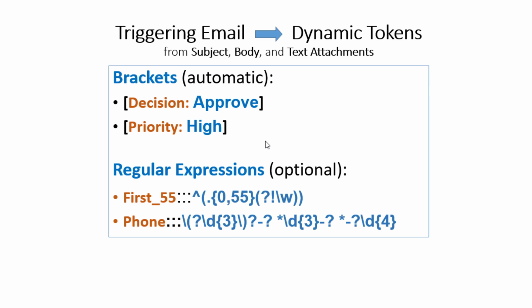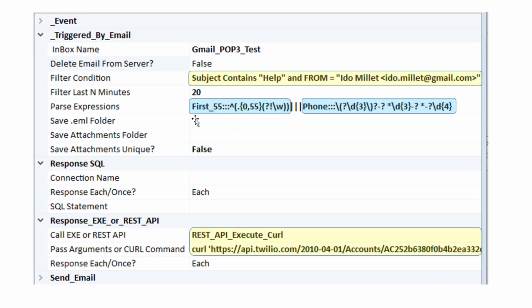subject, the to, the date, it also creates dynamic tokens by searching the subject line, the body, and any text attachments for text that looks like these bracketed tokens with name of the token and value. It also allows you to use very powerful regular expressions. For example, this first 55 directive would grab the first 55 characters as complete words out of the combination of subject and body. The phone regular expression will search for any text that looks like a phone number. We can see the regular expression directives here under the parse expressions option.